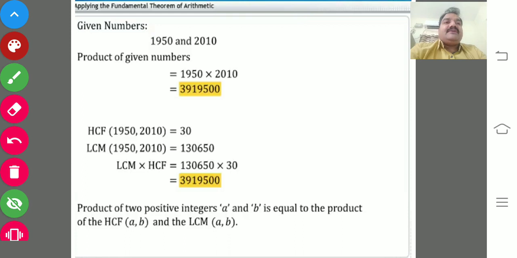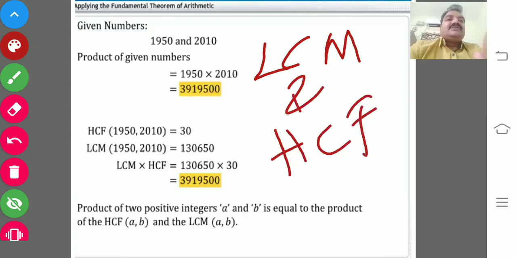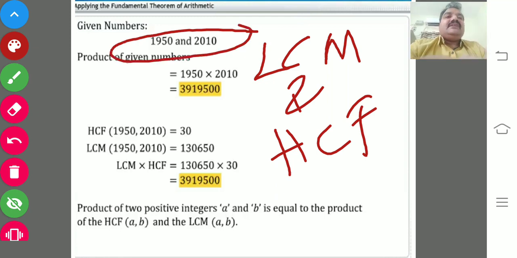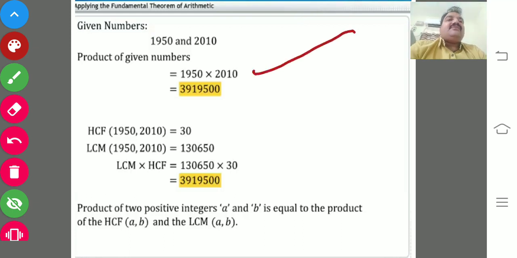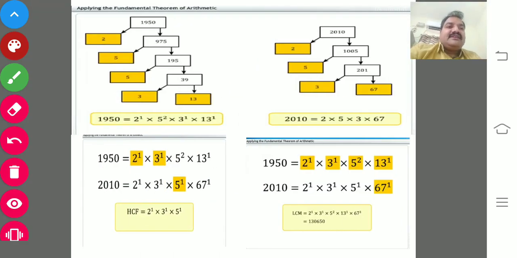Yes, this is very, very important: the relation between LCM and HCF. In the previous slide we did the relation between the HCF and LCM of 1950 and 2010. In that slide I calculated 1950 times 2010 and got 39,19,500. If you go to the previous slide, the calculation is there.